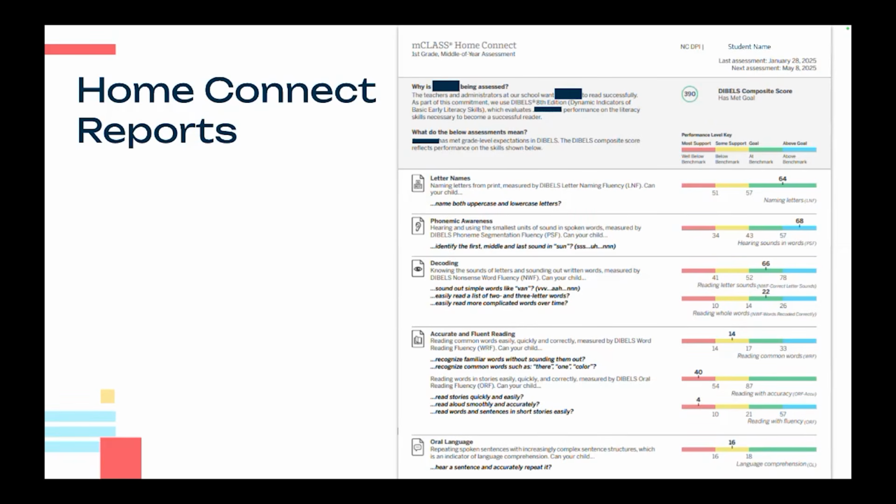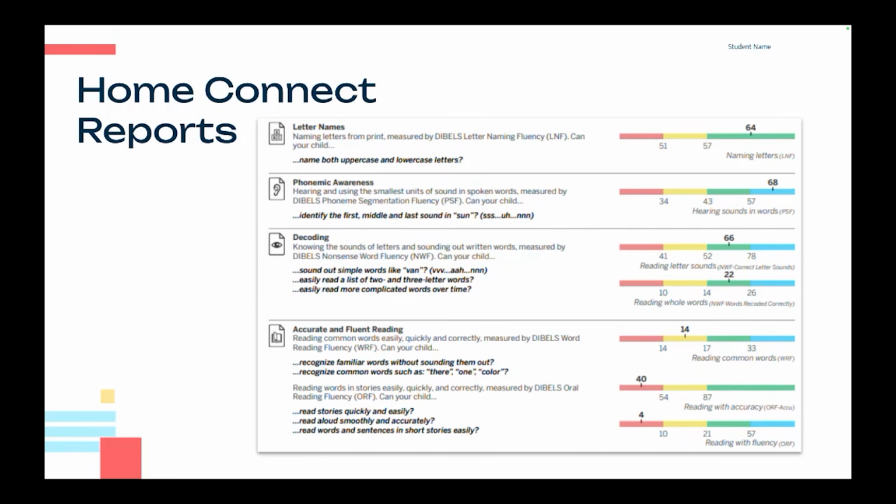Underneath the gray portion of this page, you'll see the subtests broken down individually. You'll notice a brief description of each subtest, what it looks like or sounds like for your child, and on the right-hand side, you'll see where their scores fell on the colored bar. So let's look a little more closely at the report. This report shows us that the student met benchmark on letter names. He was also assessed on phonemic awareness and scored above benchmark on that subtest. In addition, he was assessed in decoding, fluency, and oral language.